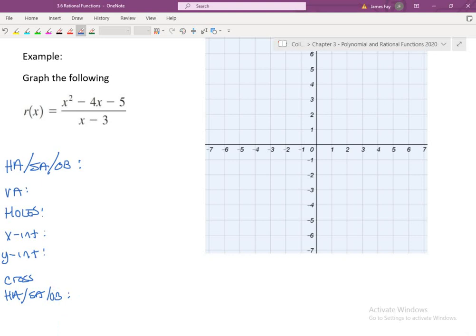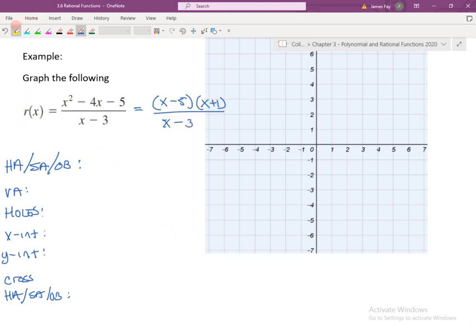You can, and I jump back and forth with my steps. You can either factor everything first or determine the horizontal, slant or oblique asymptote first, doesn't matter. Let's just go ahead and factor because we'll need that. So what's this top factor to? x minus 5, x plus 1. And the bottom obviously is already factored. Okay?